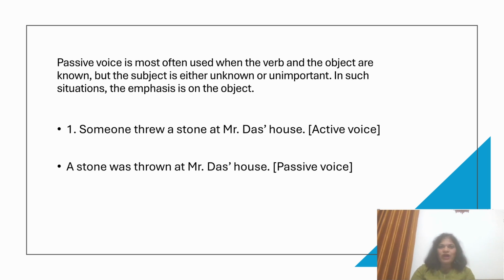Now the next note you have, a very important note, please note it down. Passive voice is most often used when the verb and the object are known, but the subject is either unknown or unimportant. In such situations, the emphasis is on the object. So whenever the subject becomes unknown or unimportant, our emphasis should be on the object. Like look at the first example. Someone threw a stone at Mr. Das' house. Active voice, and when we change into passive voice, a stone was thrown at Mr. Das' house. Who threw the stone? No need to mention, not required. When the subject is unknown, we can write like this.